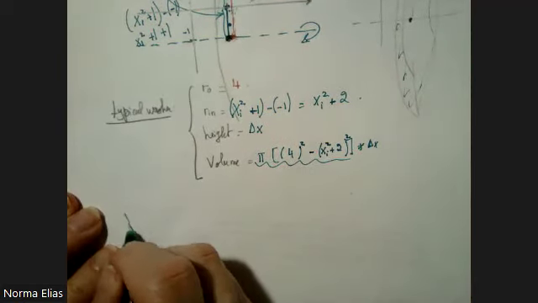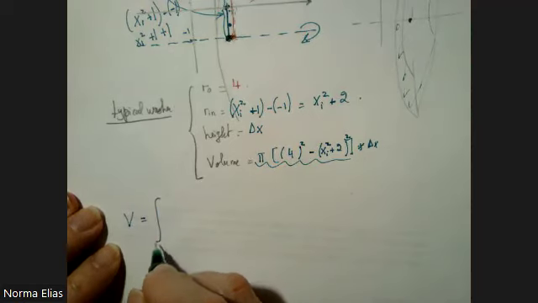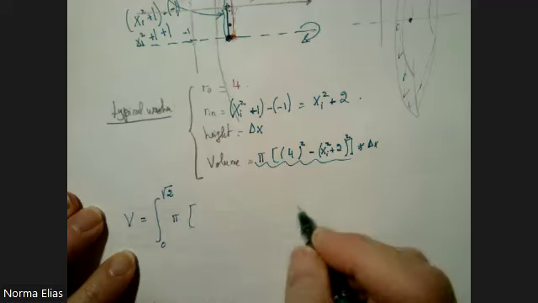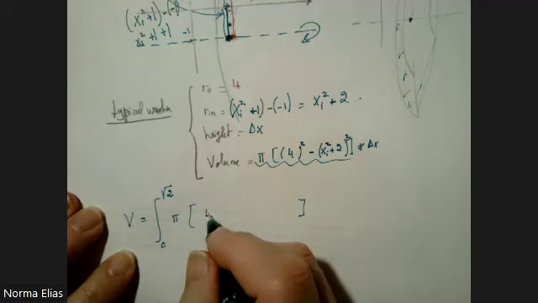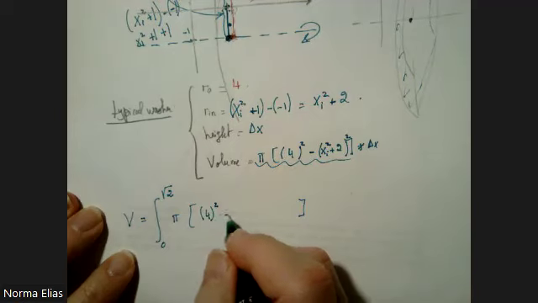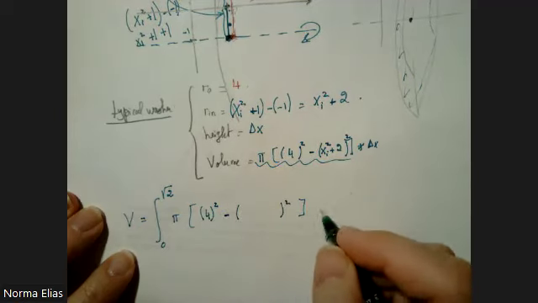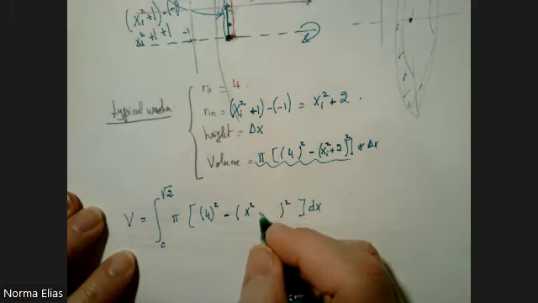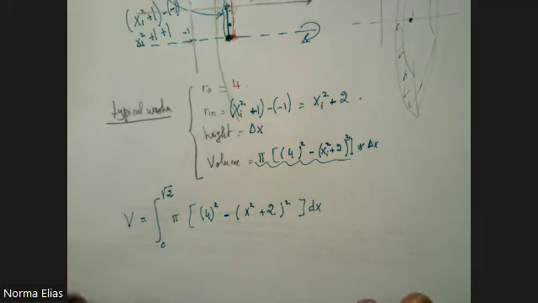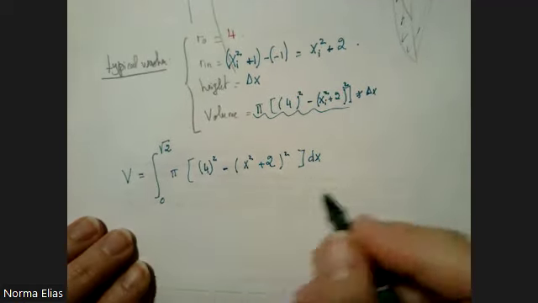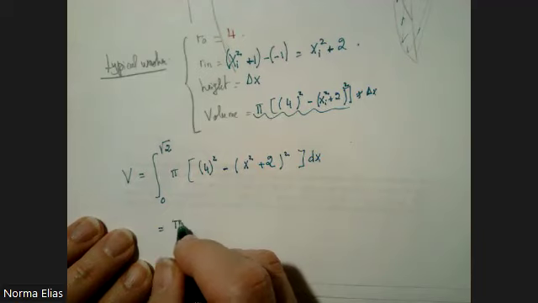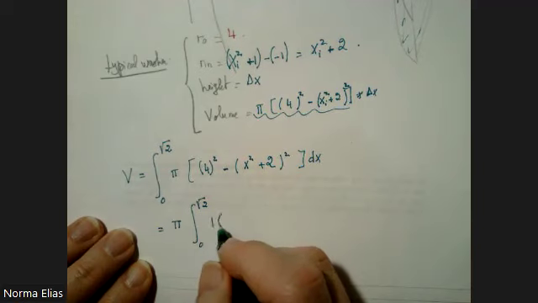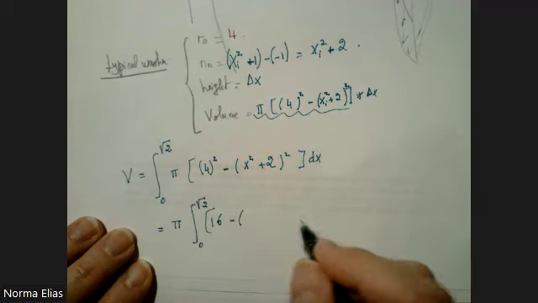Now the total volume is the integral from 0 to square root of 2 of pi times the outer squared minus the inner squared. And this is the little height, dx, plus 2. And finally, you just evaluate. Pi is a constant. We take it out. And inside, I will have 16 minus.